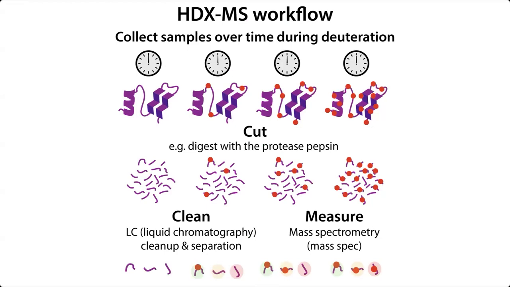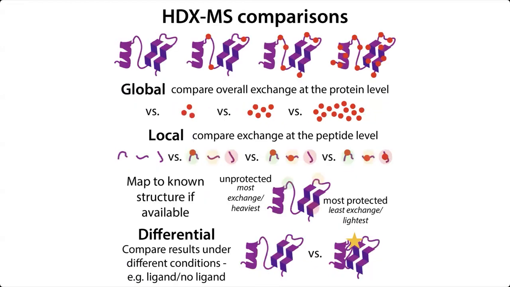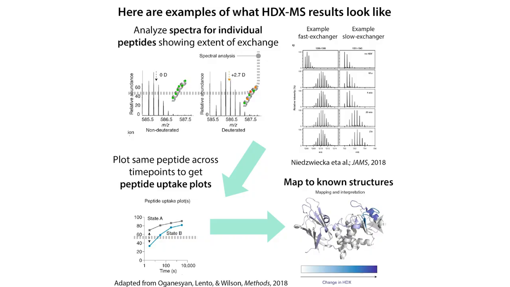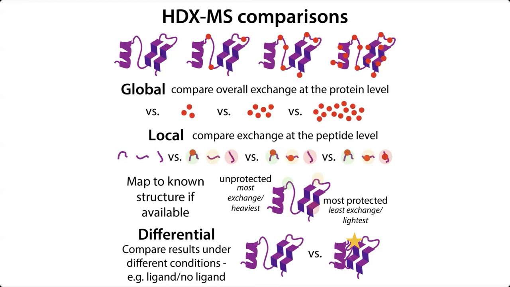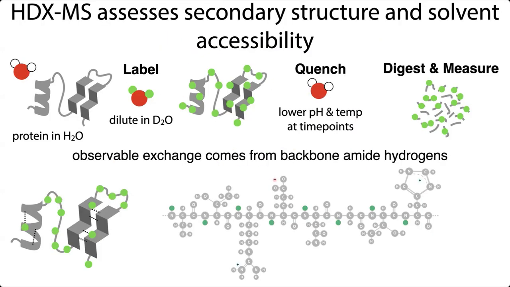In order to get that peptide level detail, you need to do some digestion, often with the protease pepsin, clean up the fragments using liquid chromatography, and then measure the mass of the fragments using mass spectrometry. This is going to allow you to do some different comparisons. Compare at the peptide level, so local comparisons, or at the global level, so at the whole protein level. You can map to a structure if you know it. You can compare the presence or absence of ligands, different buffers, different other conditions. Lots of cool stuff that you can do with HDX-MS.